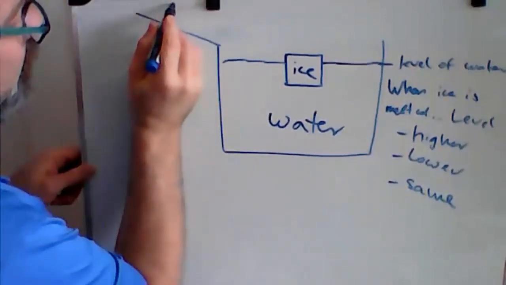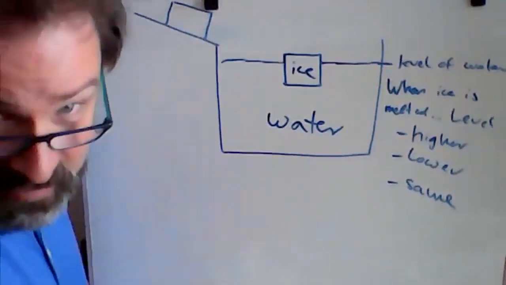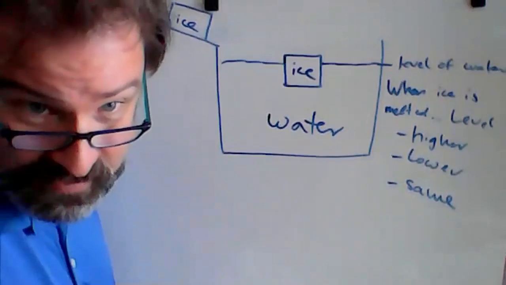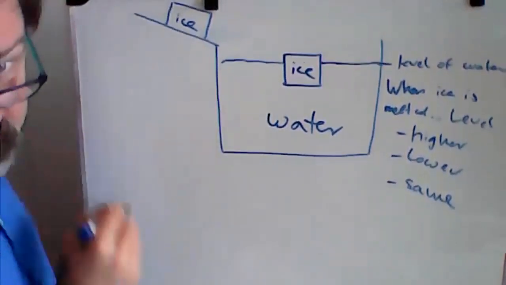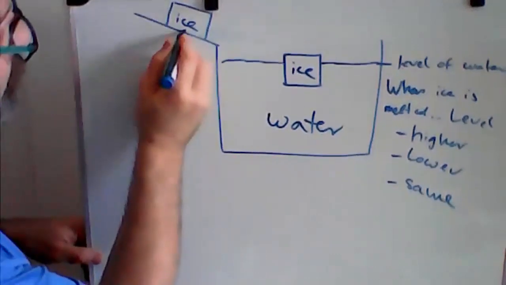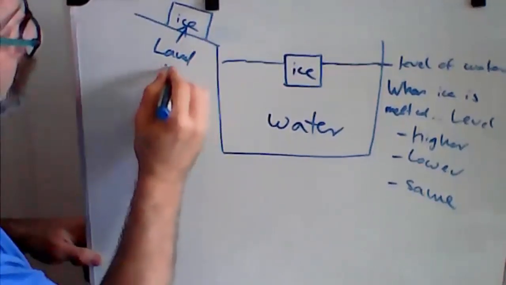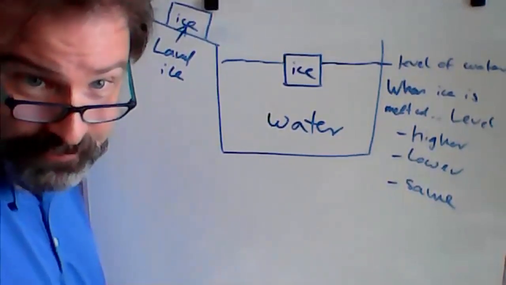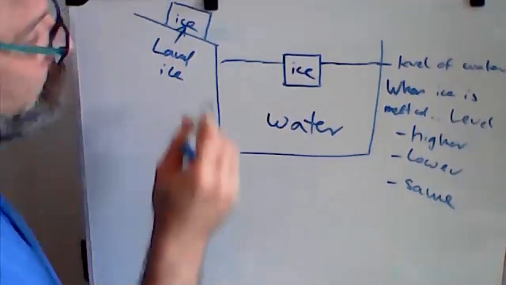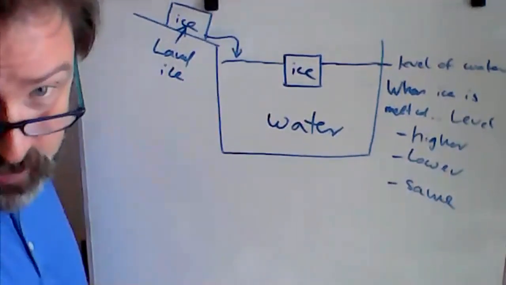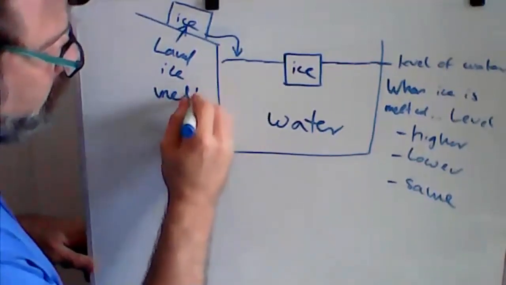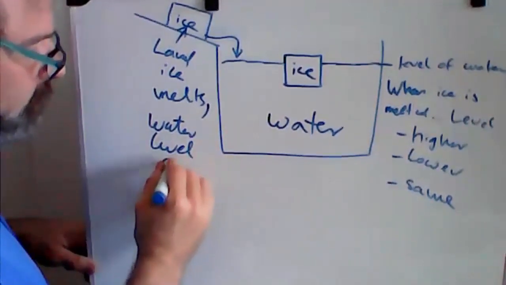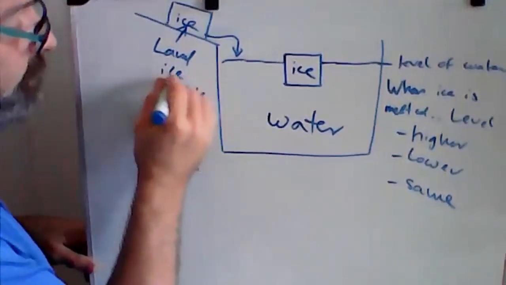Imagine we have a block of ice on a little ledge there. Can you imagine that? Now, if this ice up here melts, land ice, if the land ice melts, what will happen to the level of the water? Will it go up or down or the same? It'll probably go up. For sure, right? Because we're adding water. So when the land ice melts, the water level rises. For sure. No doubt about it.